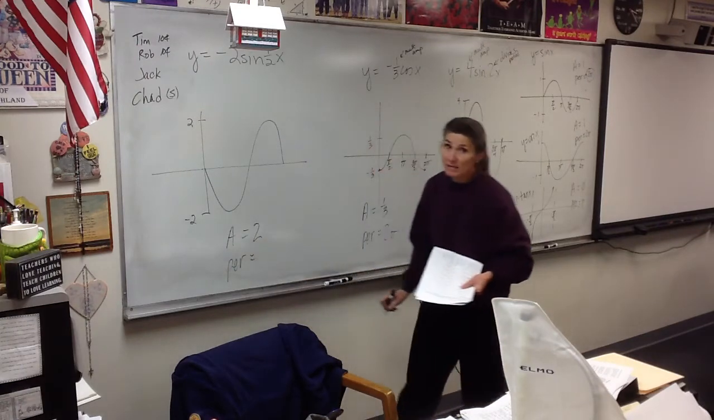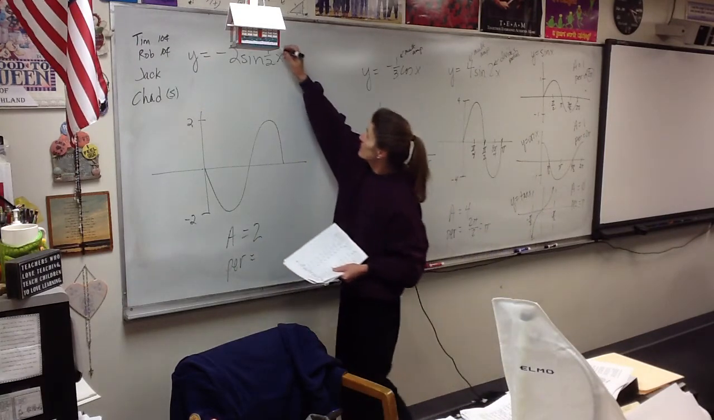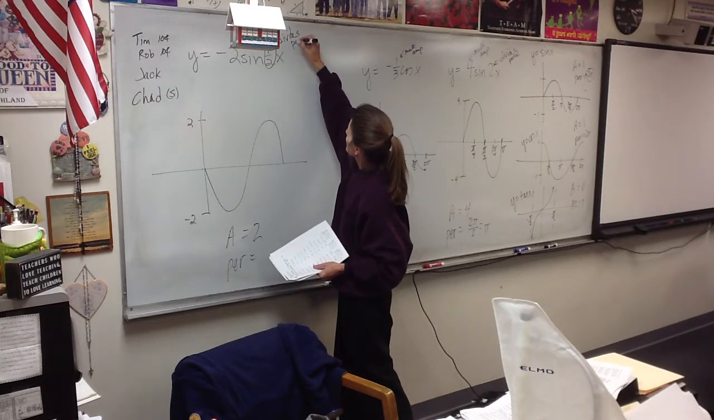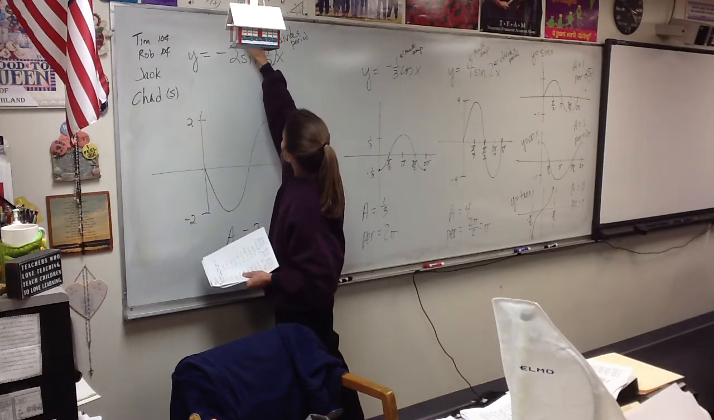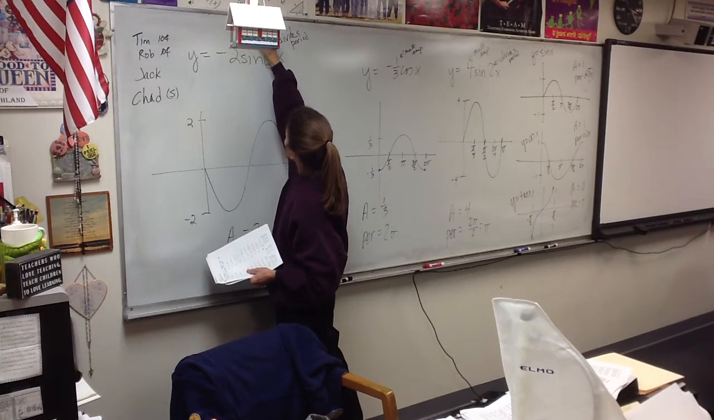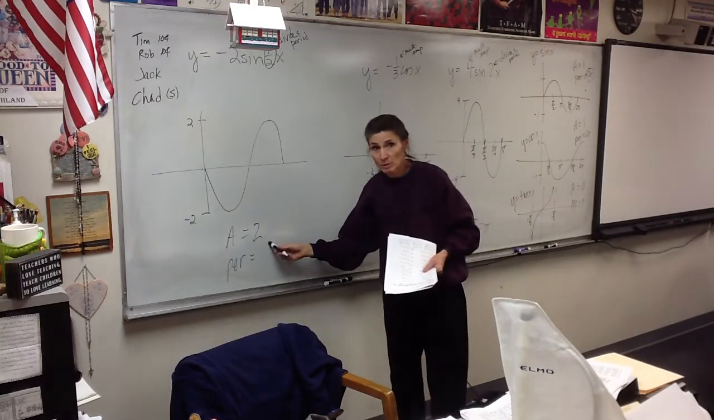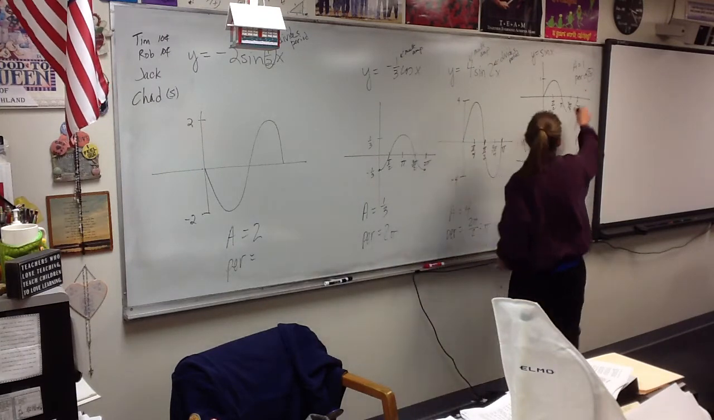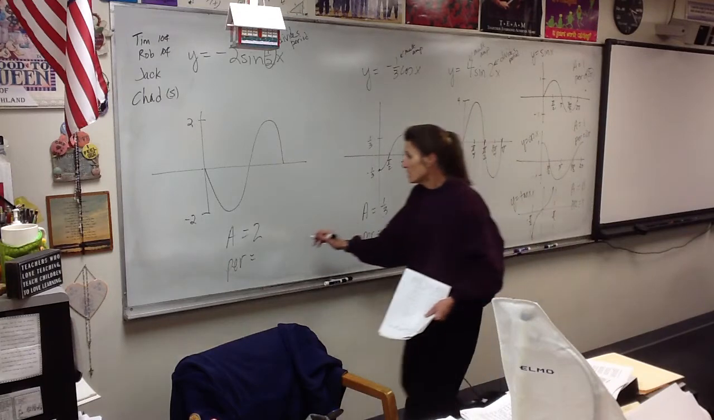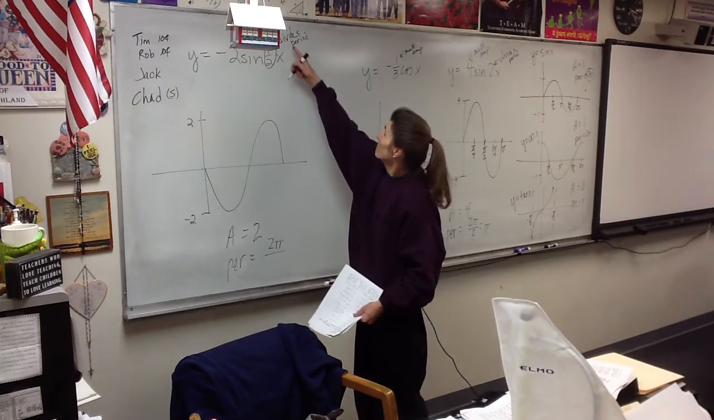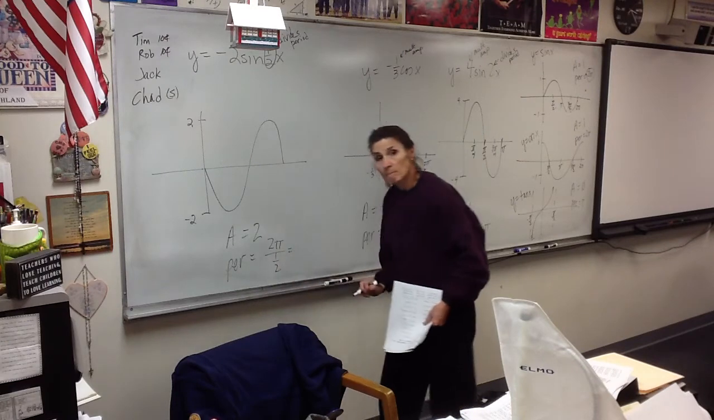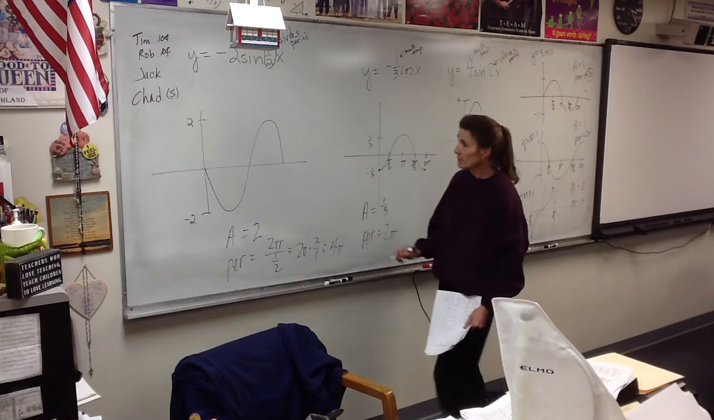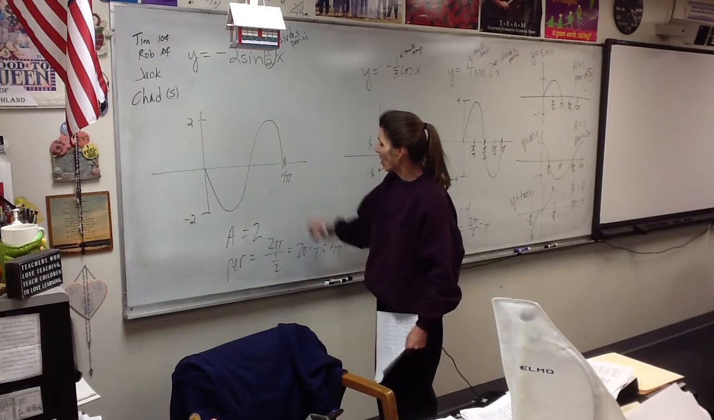And the period has also been changed because of this number right here. Remember, this number divides the period. This number multiplies the amplitude. That's how the amplitude got to be 2. Your normal period, remember, is 2 pi. So we have 2 pi divided by a half, which is 2 pi times 2, or 4 pi. So my period is now 4 pi.